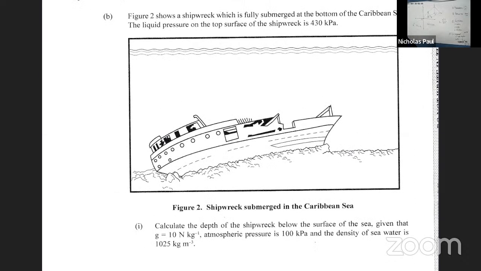All right, try that there. Right, first thing first, write down what they give you. Second, they give you the pressure on top, they give you the atmospheric pressure, they give you the density. First thing in any question, write down what they give you, right? And then see if you can figure out what formula you're going to use. So write down all the quantities and see if you can figure out what formula.